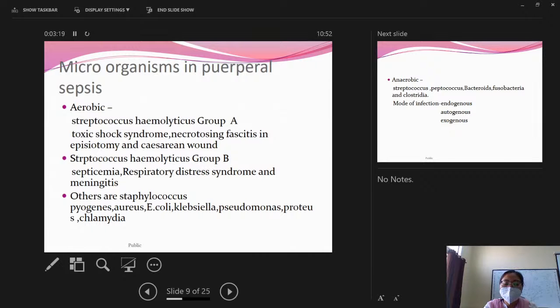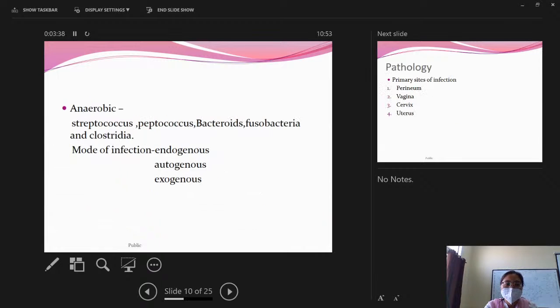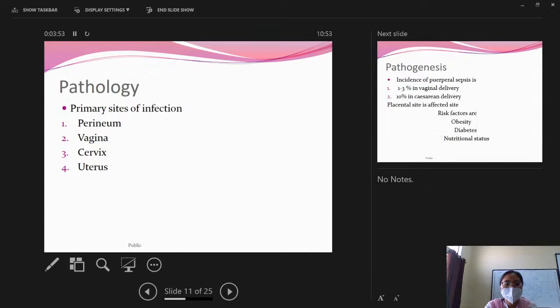The microorganisms for puerperal sepsis can be aerobic or anaerobic. Aerobic bacteria include group A and group B streptococci, and sometimes others like Staphylococcus pyogenes, E. coli, Klebsiella, Pseudomonas, Proteus, and Chlamydia can also cause puerperal sepsis. Anaerobic includes Streptococcus, Peptococcus, Bacteroides, Fusobacteria, Clostridia. The mode of infection is usually endogenous, but it can also be autogenous or exogenous.